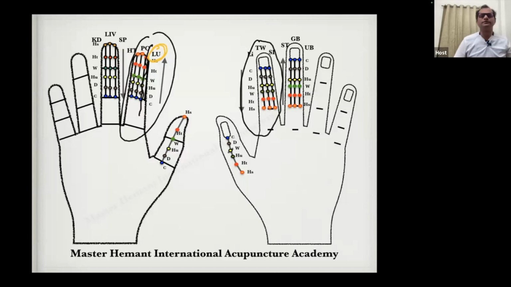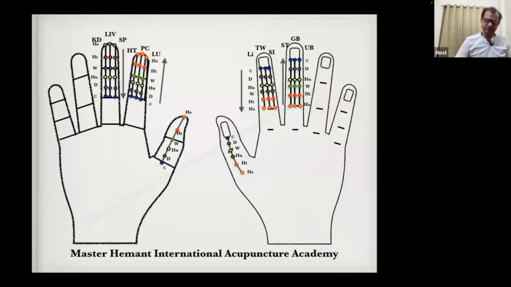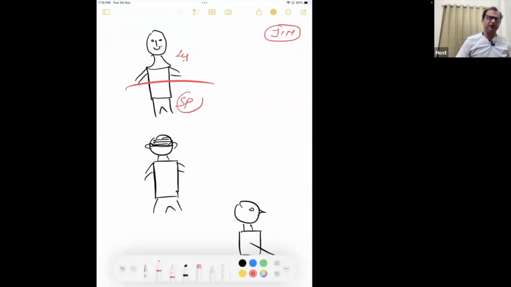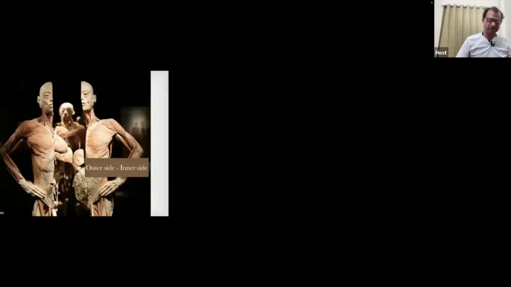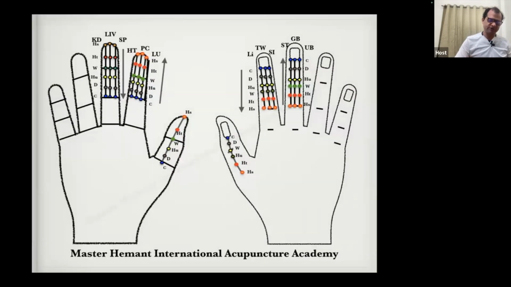So lungs in the upper part, and in the lower body it is spleen in the front part. So in the lower body, we can see this spleen will be in the front part. So lung and spleen are connected with the front part.